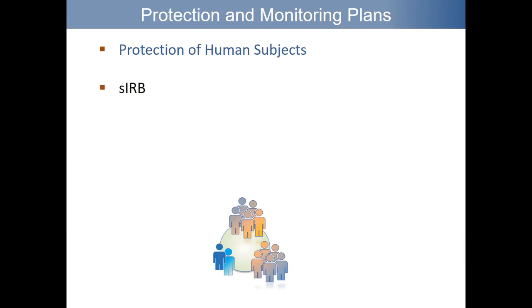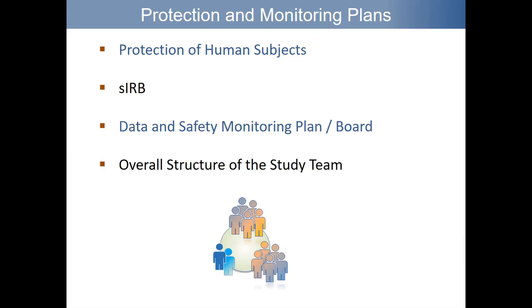Next is a single IRB. So if you anticipate that your study is going to be multi-site, and that those multi-sites are domestic sites, you are required to include a single IRB plan. Data and safety monitoring plan is required. You may also be required to have a board, or you may elect to have a board depending on the risks involved with your human subjects. That is a separate upload from the protection of human subjects document, so those need to be separated out.